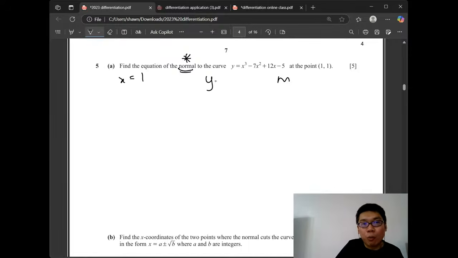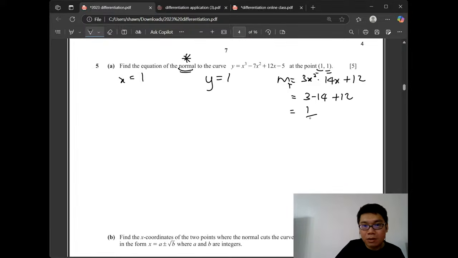And this question, they won't give you extra mark for y because they already give you the x and y. So the only thing you need to do is find the m for tangent. Differentiation of y is the gradient of tangent, so it's 3x squared minus 14x plus 12. Then always remember application question, we always substitute in the value of x. The gradient is 1, so gradient of normal is minus 1.